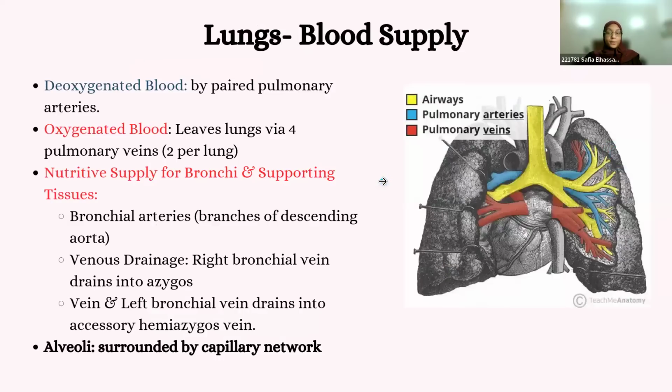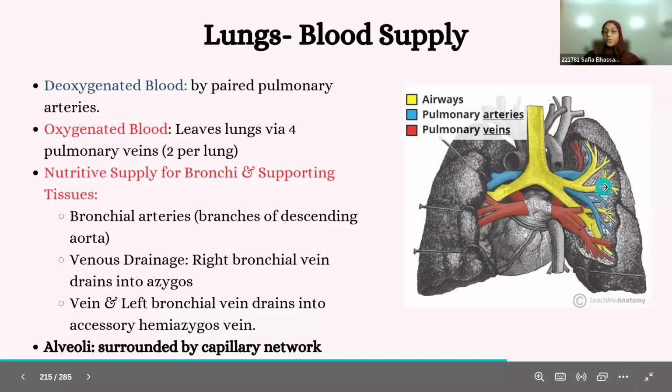All right, so let's talk about the blood supply of the lungs. Deoxygenated blood comes by the pulmonary arteries, and oxygenated blood is going to leave the lungs via the pulmonary veins and go to the heart. Now the bronchi and the supporting tissue receive their nutritive supply from the bronchial arteries, and their venous drainage is through the right bronchial vein into the azygos vein, and the left bronchial vein drains into the accessory hemiazygos vein.